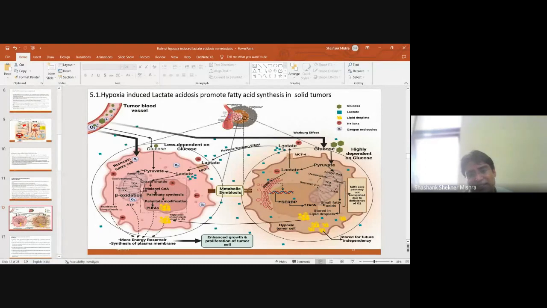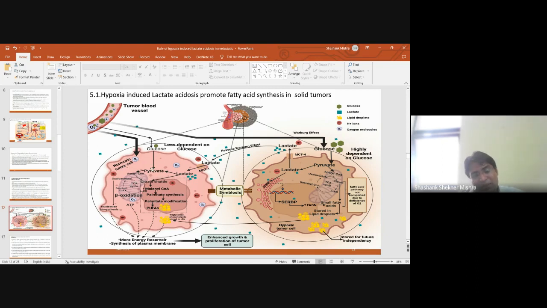Some part of the lactate then enters into the normoxic cancer cells. What is the need of lactate? Initially it was thought that lactate is just a waste product that cannot be utilized, but cancer cells have the potential to utilize it. Lactate enters the normoxic cancer cell through the MCT1 transporter and is converted back into pyruvate. Since these are normoxic cells, they have oxygen, so it can be further oxidized through oxidative phosphorylation in the mitochondria.